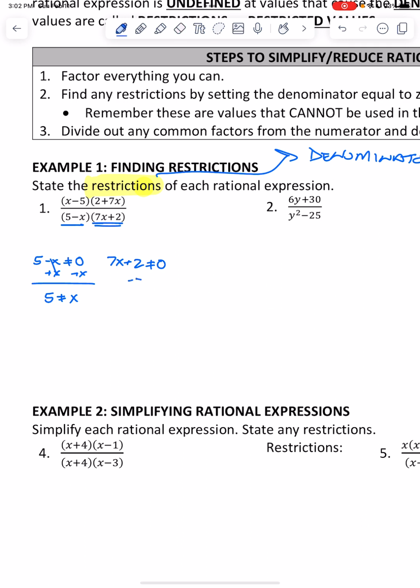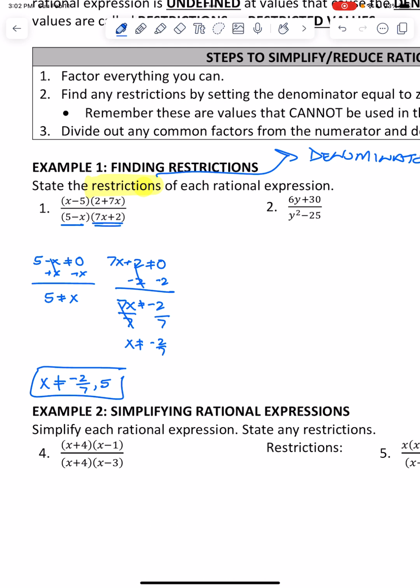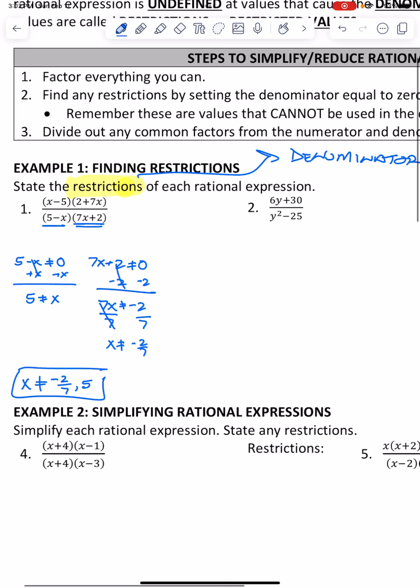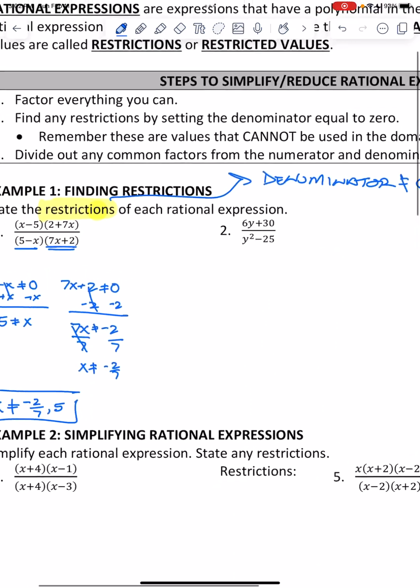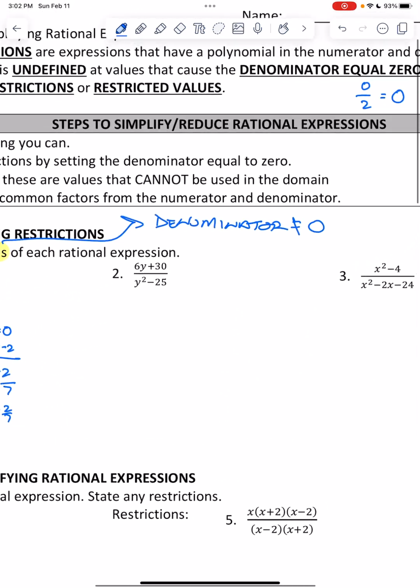And then for this one, let's subtract 2. So 7x cannot equal negative 2 and divide by 7. So we get x cannot equal negative 2/7. So our restrictions, x cannot be negative 2/7 or 5 for that one. It can be any x value except those two, because those two would cause the denominator to be 0, be undefined, okay? So we do the same thing for all of these.